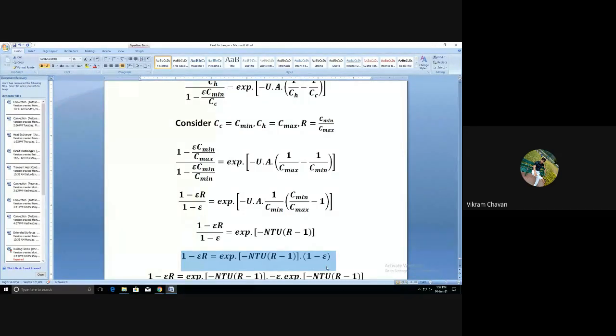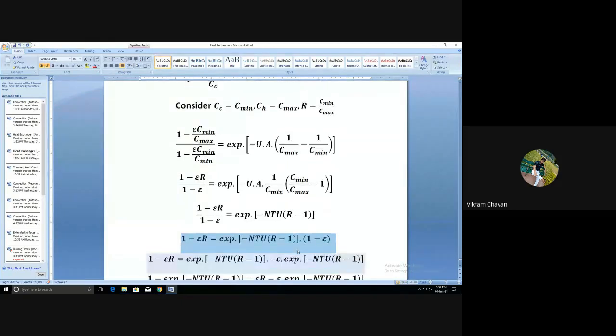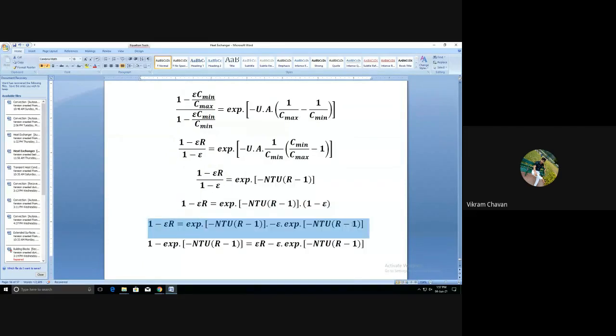Okay, then further we have to multiply this exponential term inside the bracket. Multiply with 1 we'll get the same exponential term, and multiply with the effectiveness, we will get the effectiveness multiplied by exponential term.